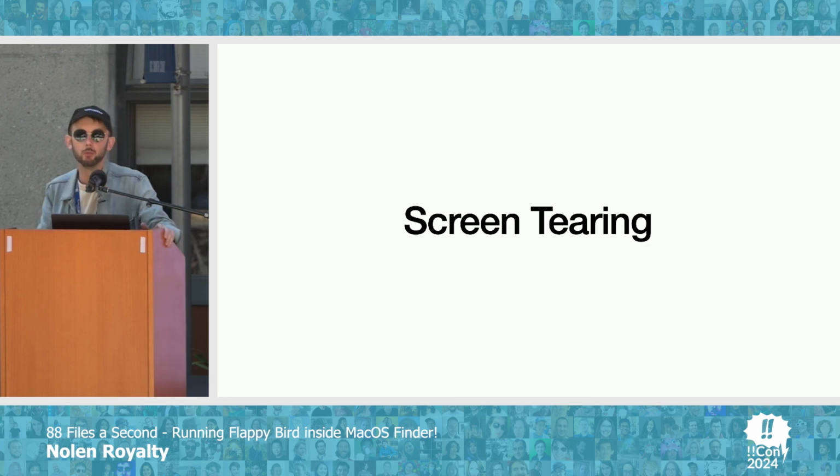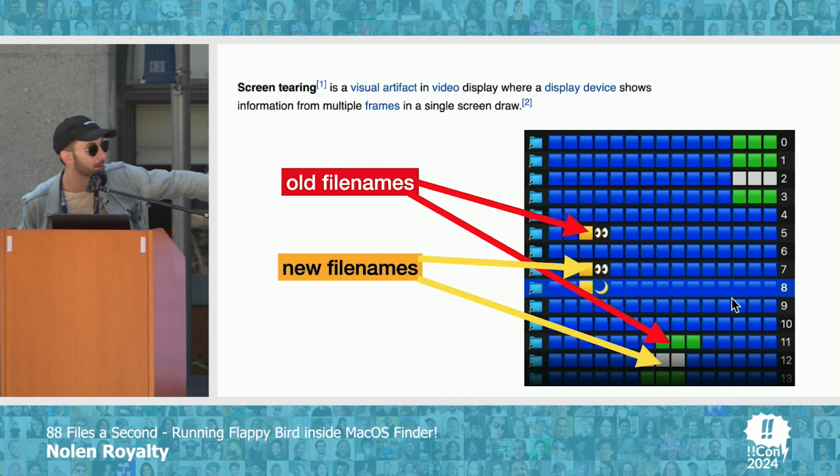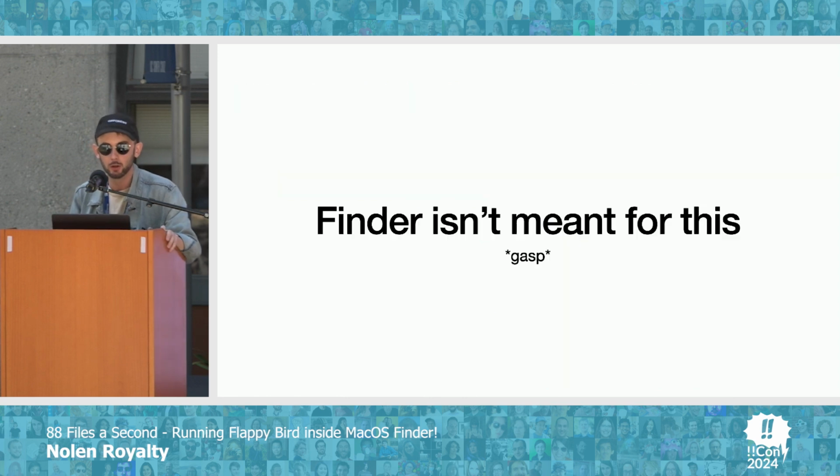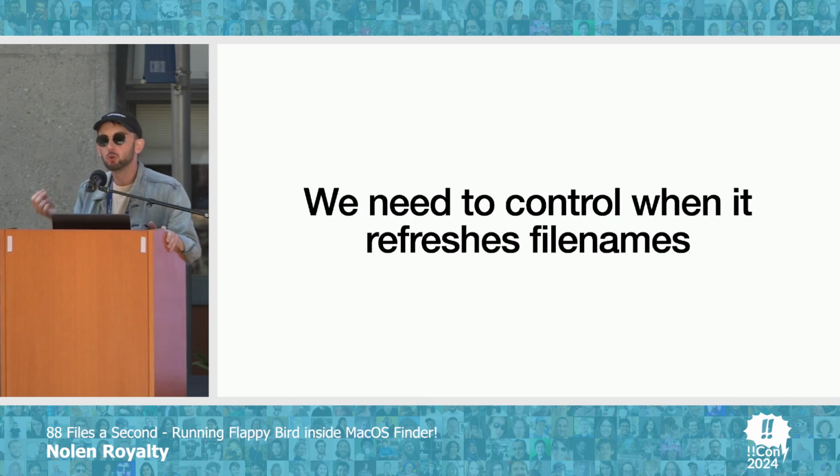We've got another problem though. Maybe you saw it. It's that our screen was tearing. That looks like this. That's one of the frames from the video. And what's going on there, this is kind of a common problem in graphical programming, is that we have old file names and new file names being displayed at the same time, which results in the pipe at the bottom of the screen being torn. Finder isn't meant for this, which I know is a surprise to the audience, but we need to control when it refreshes those file names in some way.